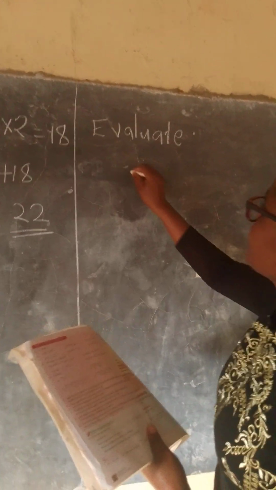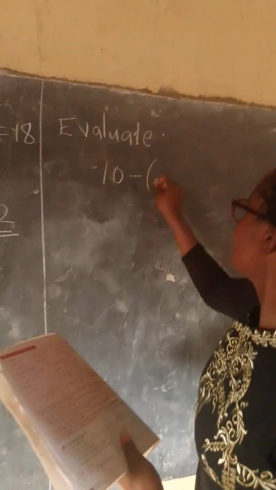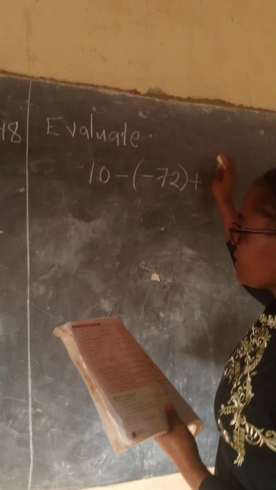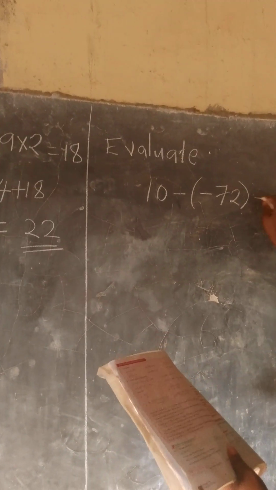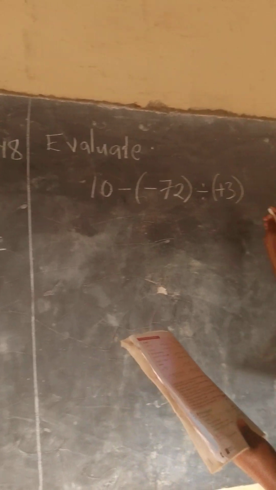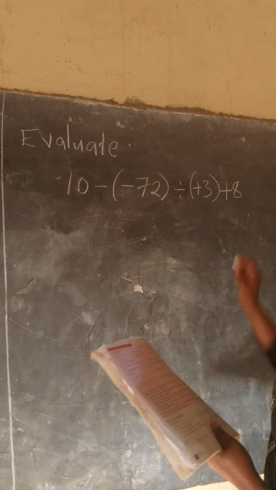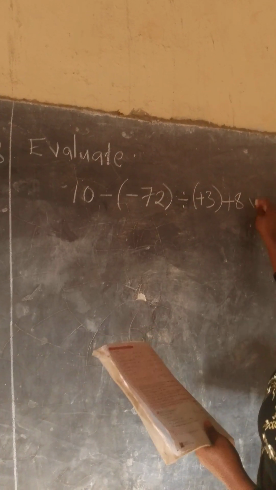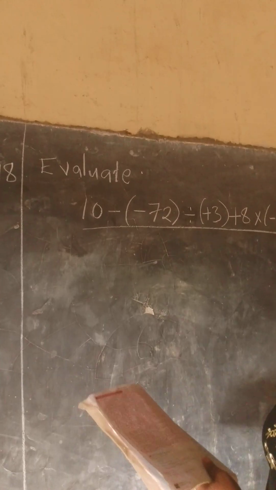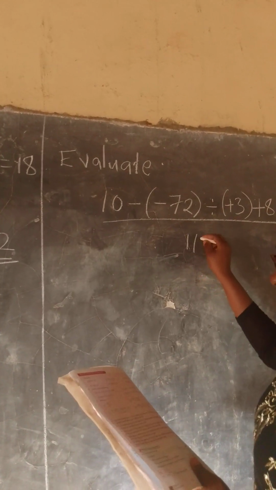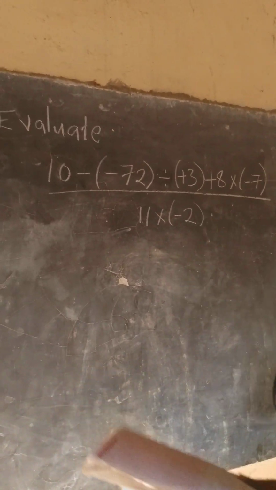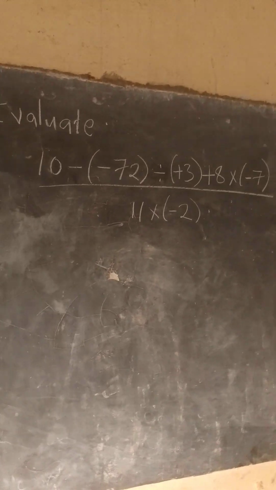Let me do this. 10 minus negative 72 plus, no, this is not plus, division, divide by positive 3, then plus 8 times negative 7, all divided by 11 times negative 2. Yeah, that is the question.